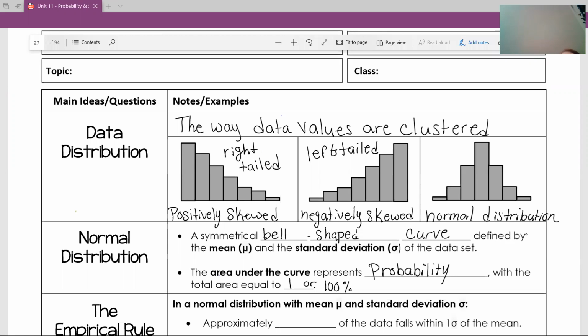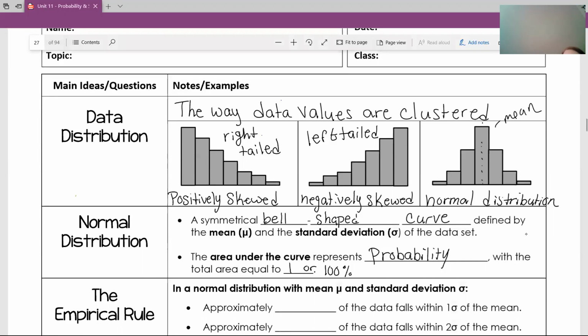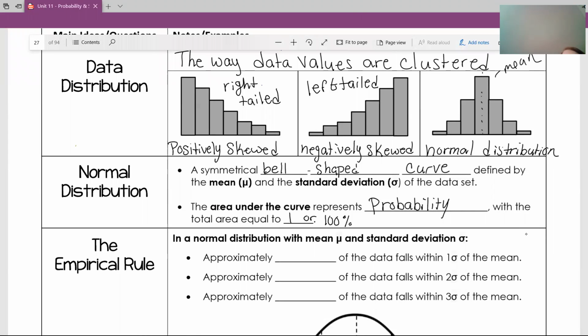Remember, we called it positively skewed or right-tailed if all of the values were on the lower side. We called it negatively skewed or left-tailed if most of our values were on the high side. And a normal distribution was when they were evenly distributed with the mean having the most in the middle, and it was symmetric around the mean. It was a symmetrical bell-shaped curve for the normal distribution, and the area underneath the curve was a probability with the total area being equal to 1 or 100%.